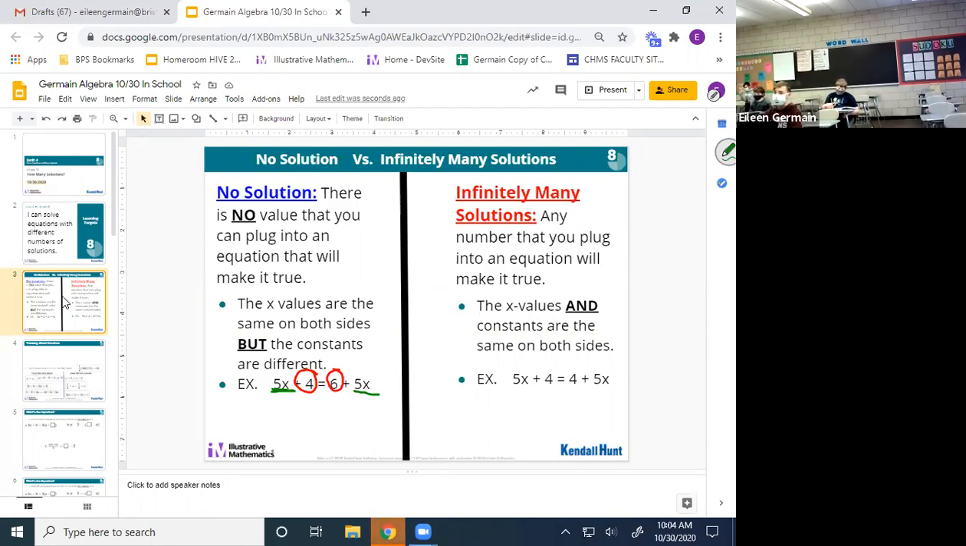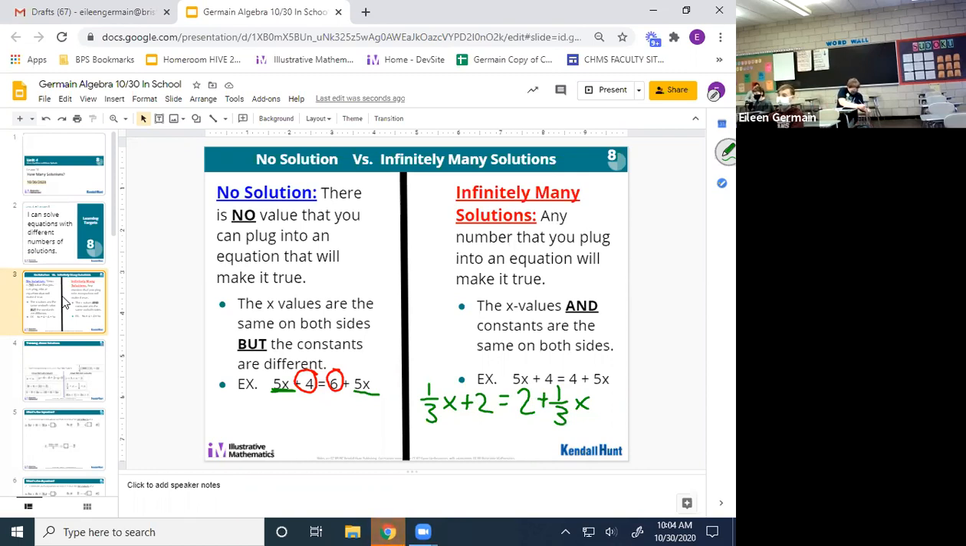Wonderful. I like to call that the opposite of infinitely many solutions, because in infinitely many solutions, any number that you plug into an equation will make it true. So the x values and the constants are the same on both sides. So we said the example of 5x plus 4 is equal to 4 plus 5x. We could say 1/3 x plus 2 is equal to 2 plus 1/3 x. Right? So we have the same thing on each side.